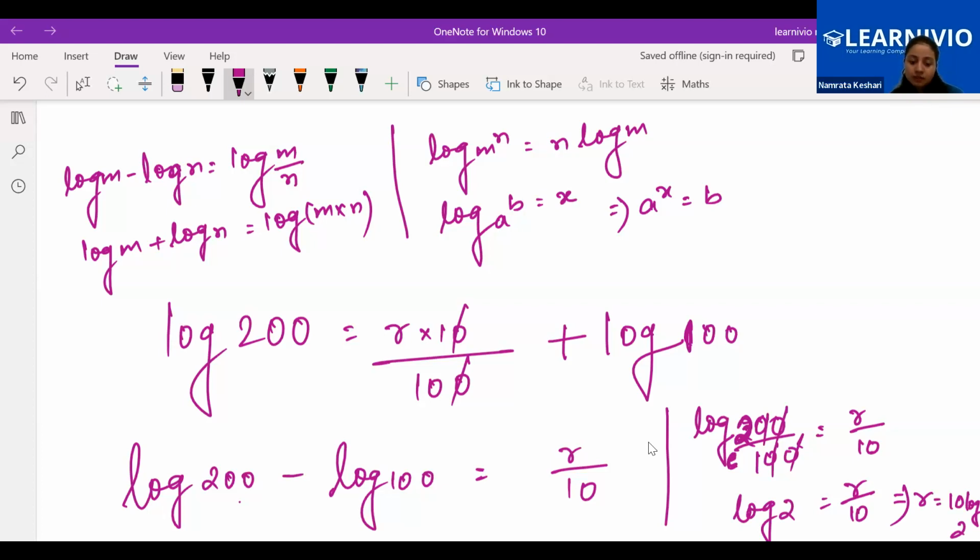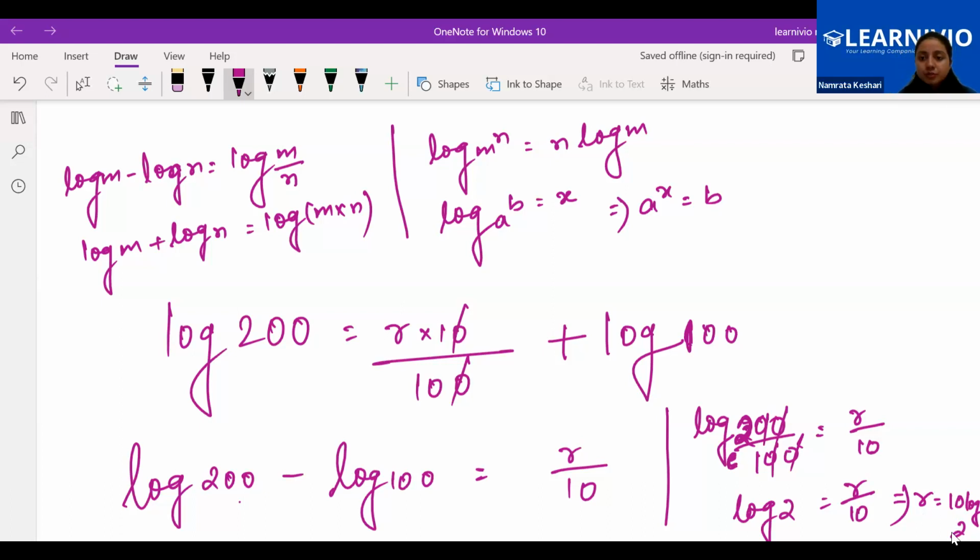Okay? We can keep our answer like this only. Can you check in your book what answer is given? Is it given in terms of logarithm only, or do we have to convert it and find the decimal value? Because you are not allowed to use the calculator or anything. So I believe we will be keeping our answer like this only. r is equal to 10 log 2. Check it. The answer is 6.93%. Okay, 6.90%. Just a second.